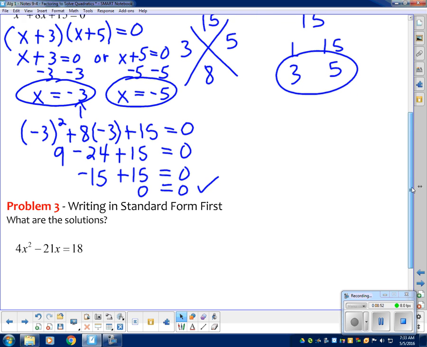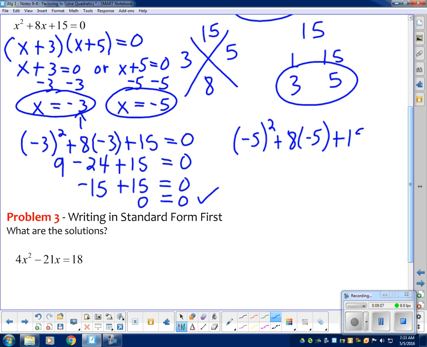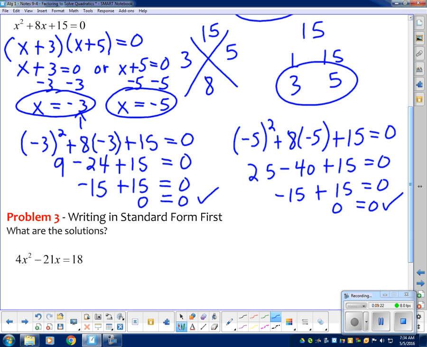All right, I have one more example here. Leave that there for a moment so you can finish copying down the check. You don't need to do this, but just to show you, if I plug in negative 5 and square it, plus 8 times negative 5 plus 15, does that truly equal 0 as well? Well, 25 minus 40 plus 15. 25 minus 40 is also negative 15, and negative 15 plus 15 is 0. And so that one also checks out.